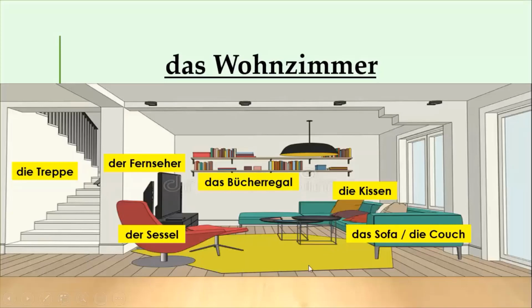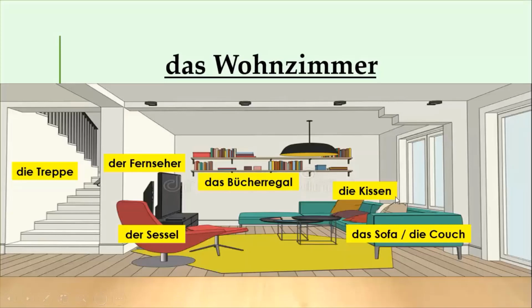Then inside the living room, der Fernseher, which is the TV, and the armchair, but it is a single seater, that is called der Sessel. Then das Sofa, die Couch. So both these words have been taken from the English language, and although couch is pronounced as it is in German, sofa is pronounced Sofa.